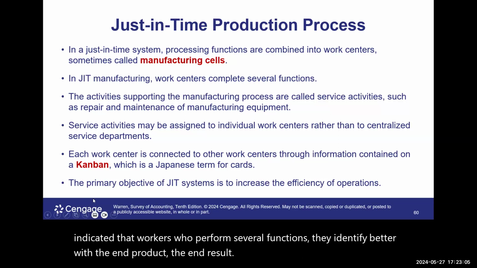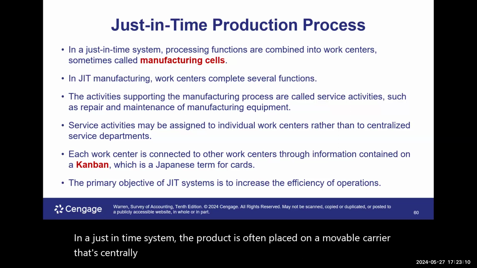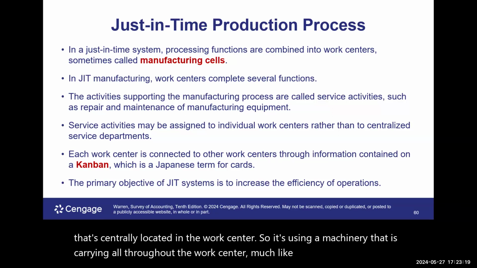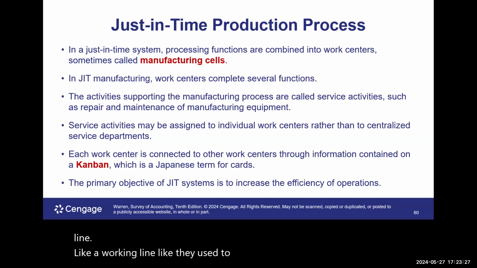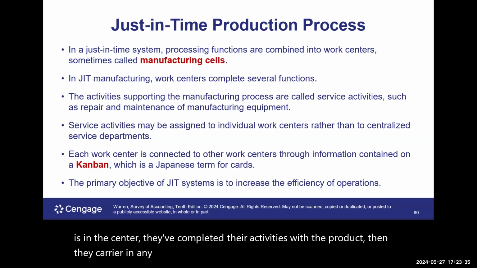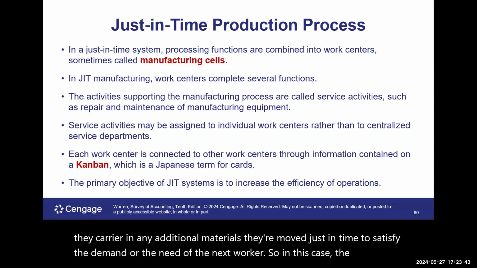In a just-in-time system, the product is often placed on a movable carrier that's centrally located in the work center. So it's using machinery that is carrying it all throughout the work center, much like a process line, like a working line like they used to have back in the day. So after the work center has completed their activities with the product, then the carrier and any additional materials are moved just in time to satisfy the demand or the need of the next worker. So in this case, the product is said to be pulled through production.